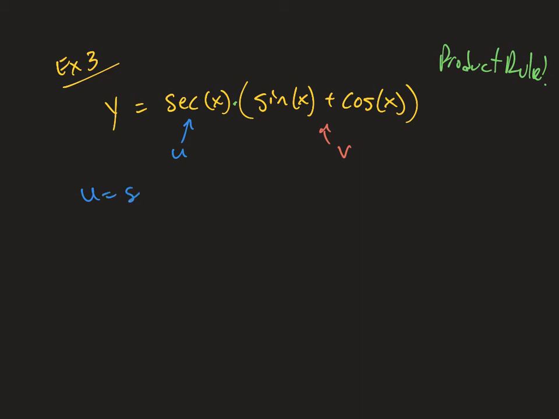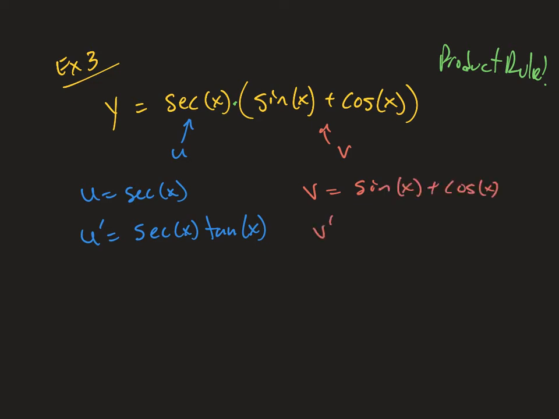U equals the secant of x. You've memorized that the derivative of secant of x is secant of x, tangent of x. And then if v is sine of x plus cosine of x, we just do that derivative by doing the derivatives of each of the pieces. So the derivative of sine of x is cosine of x, and the derivative of cosine of x is negative sine of x. So that becomes cosine of x minus sine of x.